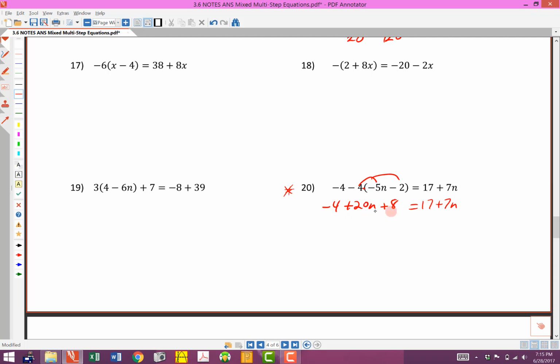And then you'll notice we still haven't simplified this side completely because of the negative 4 and the positive 8. Those are constants, so we can go ahead and put those together and we get a positive 4. Now you could go through and you could finish solving that. So good luck.